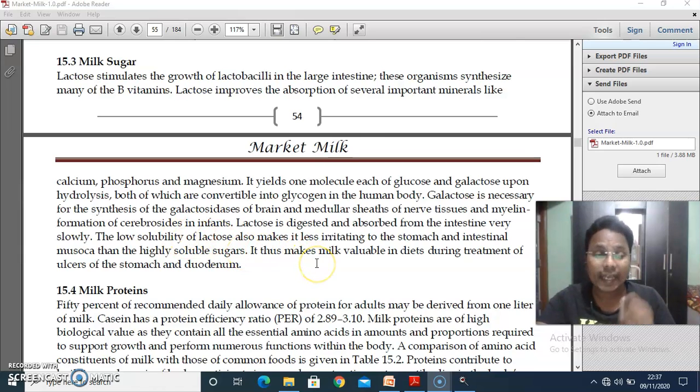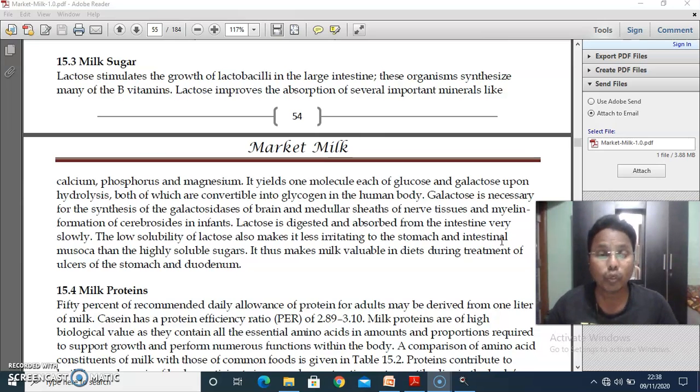Lactose is digested and absorbed from the intestine very slowly. We have to keep in mind, lactose is digested and absorbed from the intestine very slowly.